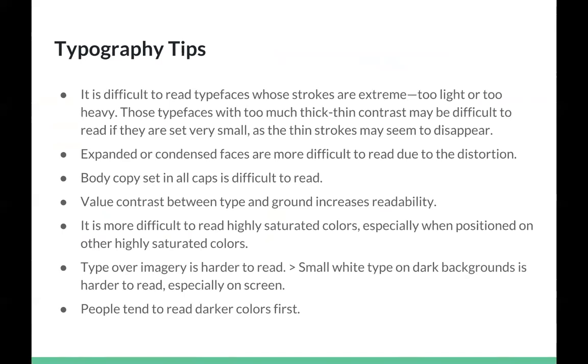So value contrast between type and ground increases readability. Make sure your background isn't conflicting with your type. It's more difficult to read highly saturated colors, especially when they're positioned on other highly saturated colors. So bright red type on a bright green background, difficult to read. Our eye doesn't know where to focus. Type over imagery is harder to read, and small white type on a dark background can be harder to read, especially on a screen. And people tend to read darker colors first.